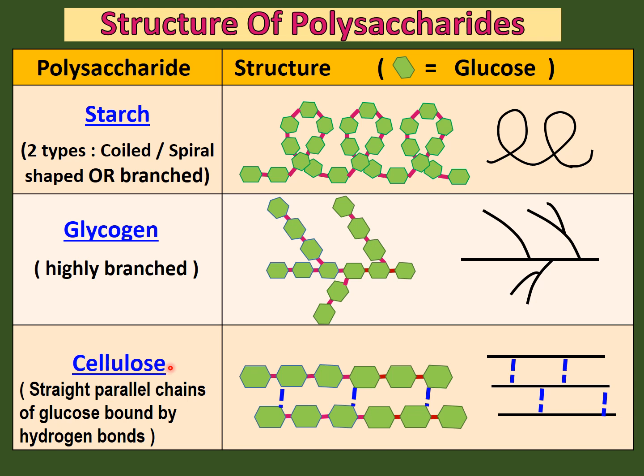And then we come to cellulose. Cellulose is very different because it consists of straight parallel chains of glucose that are bound together by hydrogen bonds here. There are other parallel chains of glucose and they're also bound to each other by hydrogen bonds. And this is what makes the cellulose very strong and tough and rigid. So it's used to build the cell walls of plants, and it makes the cell walls very rigid and tough so that they can give support to the cell and maintain the shape of the cell.